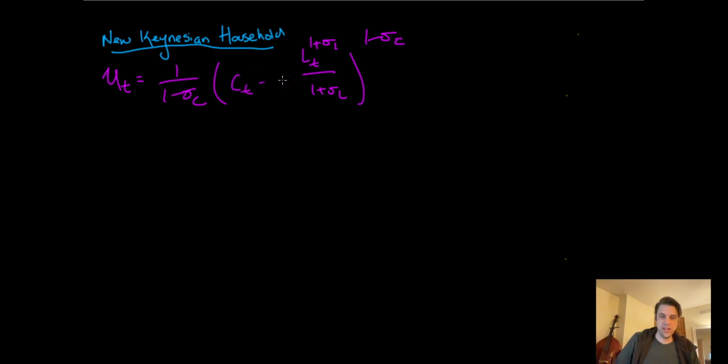Let me use a different letter because I'll try to use big theta. I'll write it with like an H inside. So this is like a capital theta, okay? And that's going to be our dispreference for labor parameter.